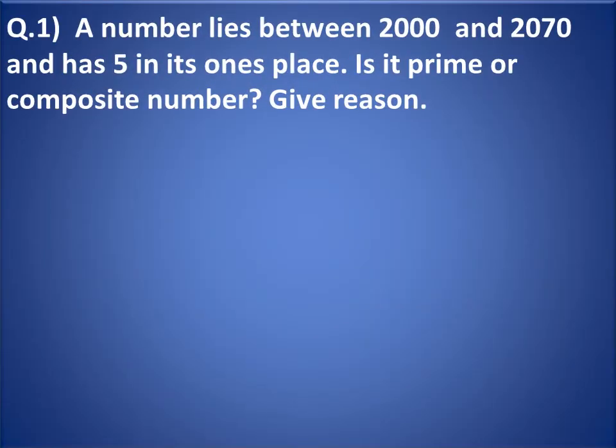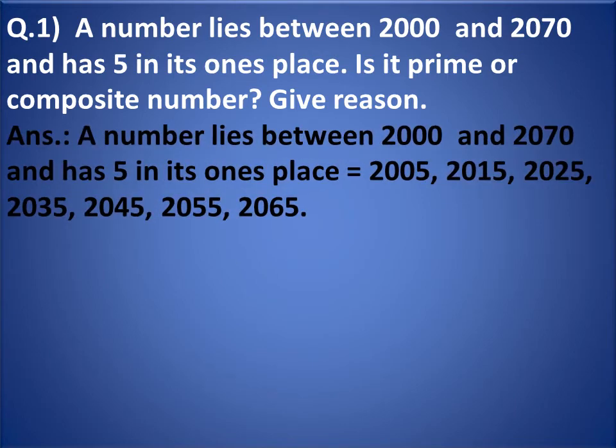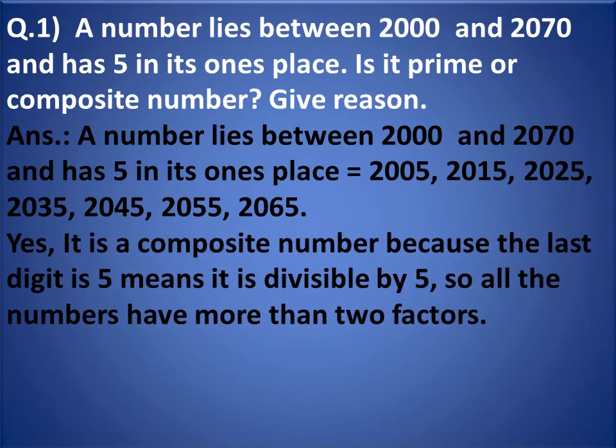Answer the question. Question number 1. A number lies between 2000 and 2070 and has 5 in its ones place. Is it a prime or composite number? Give reason. To find the answer, first we will write the numbers that lie between 2000 and 2070 and have 5 in the ones place: 2005, 2015, 2025, 2035, 2045, 2055 and 2065.